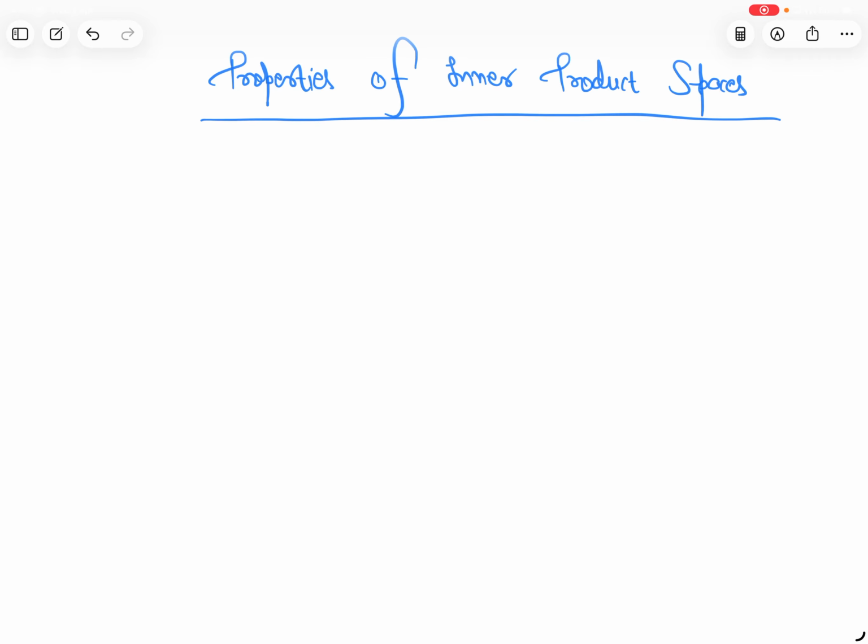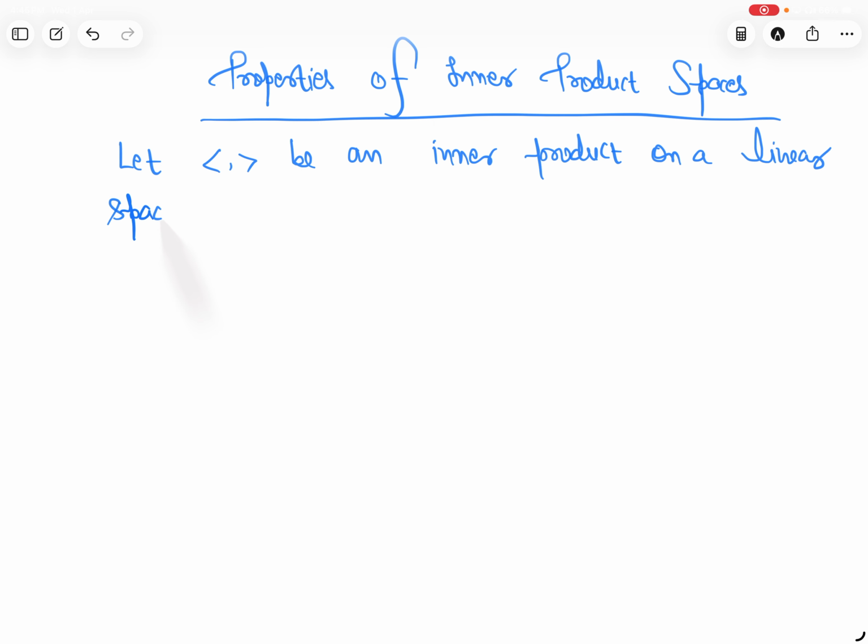Properties of inner product spaces. So let this be an inner product on a linear space X. So the first property is called the polarization identity.